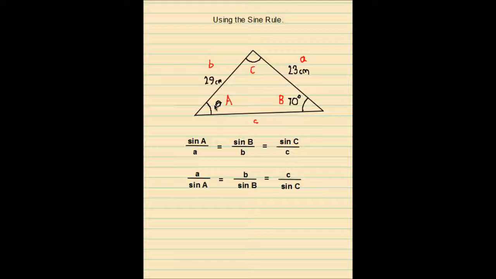Now I've said we always want the unknown on top in the formula that we choose. So it's capital A, so we're going to choose the formula at the top because the unknown is at the top on the numerator, and we're simply going to substitute in the values into the formula dictated by the triangle that we've labelled.